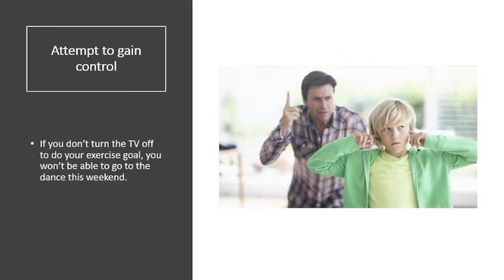The power struggle I want to cover is the attempt by staff to gain control over another person. For example, if you don't turn the TV off and do your exercise goal, we're not going to be able to go to the dance on Friday. In this example, staff is trying to gain control of the person to get them to do their exercise goal. The staff then uses something that's important to the person against them to try to gain compliance.